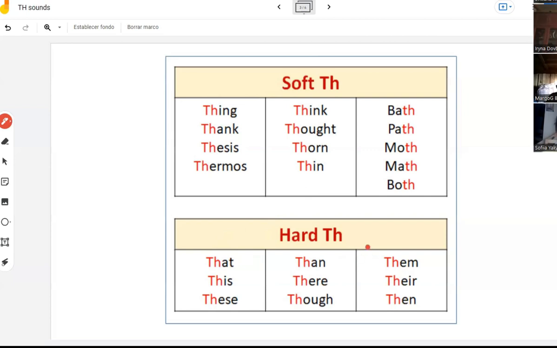The voiced sound. Repeat after me: that, this, these. You see the difference between this, singular, with a short i, and these, with a long e when we smile. So we say this with no smile, and these with a smile, long e.